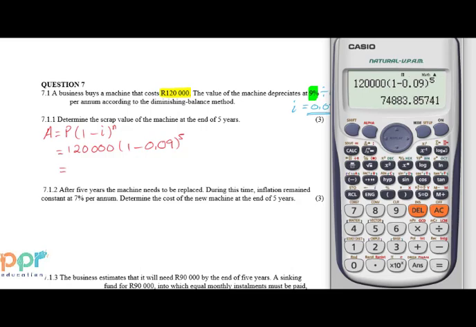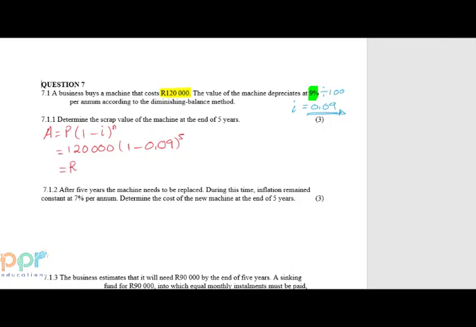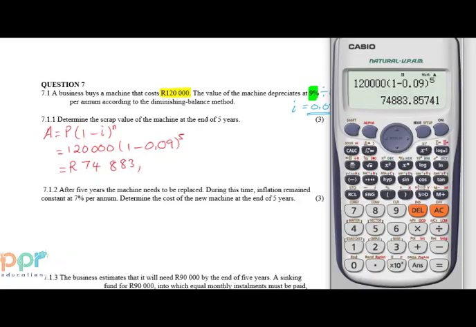Then our answer is 74,880 rand 86 cents. So we've got 74,880 rand 86 cents.